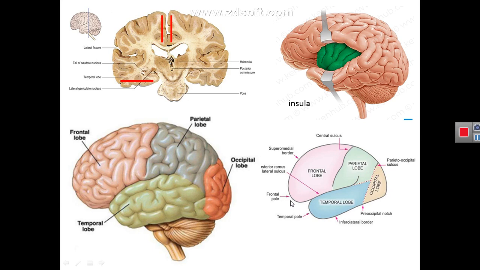Also, this surface shows an anterior pole called the frontal pole because it lies near the frontal bone of the skull. And also anteriorly we have a temporal pole that also lies near the temporal bone of the skull. Between the frontal pole and temporal pole there is a sulcus, which is this one, called the stem of lateral sulcus, between the temporal and the frontal pole.